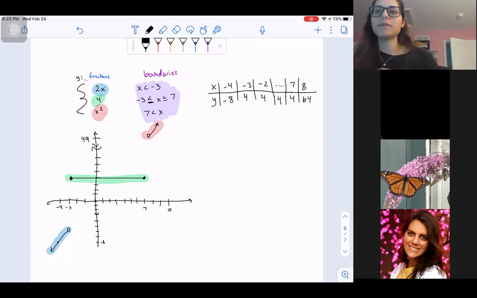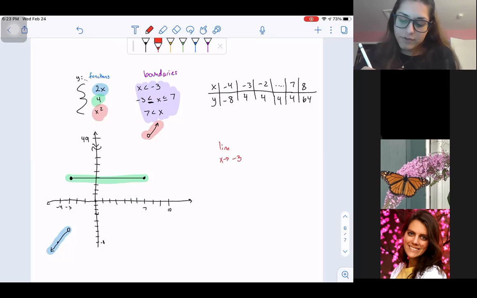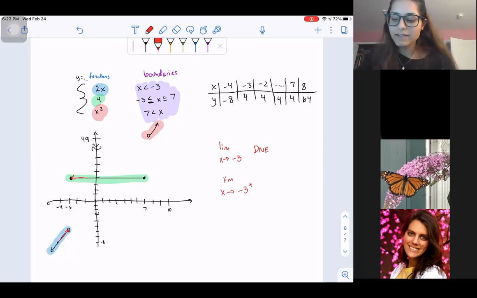Okay, perfect. Let me run through the limit real quick. So if we're going to find the limit at x equals -3, just plain old limit, we'll approach it from both sides, right? This way and this way. And we'll see that our arrows do not meet in the middle, right? And so we will have does not exist. If we were to go as x approaches -3 from the positive side, we would have a limit of 4, right? Here, y equals 4. We're just coming at it from one side. It's real easy. That will be our limit.